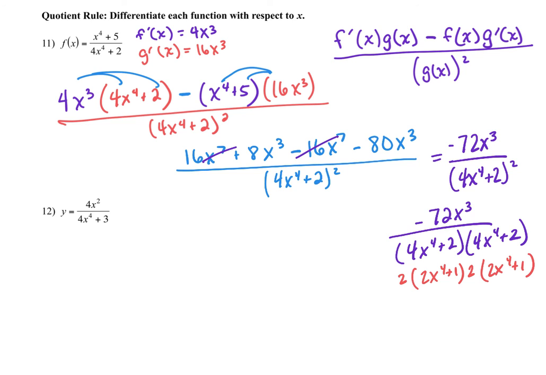And if you can reduce it, you kind of need to. You actually end up being able to take out a 4. So that's what they've done back here. They've reduced by 4 down here and by 4 up here. So you get a negative 18 on the top, and you get a 2x to the fourth plus 1 squared on the bottom. I'm going to try to make it where it doesn't do that.